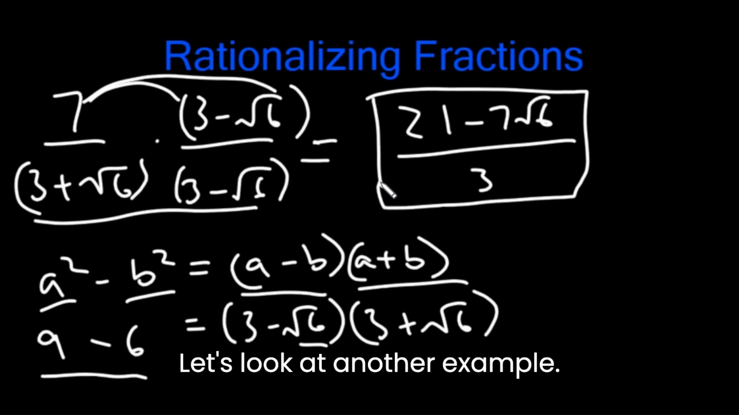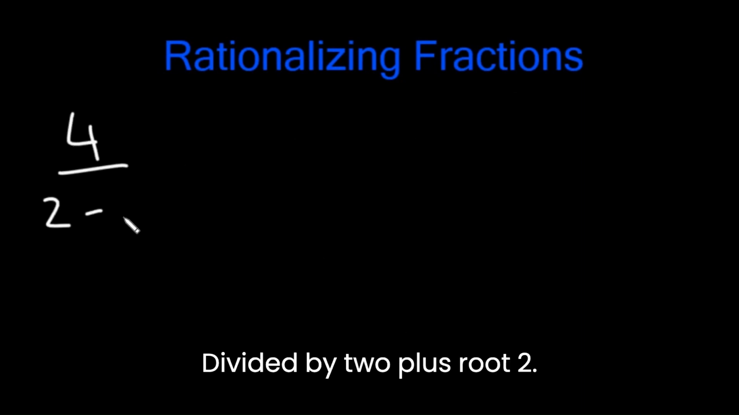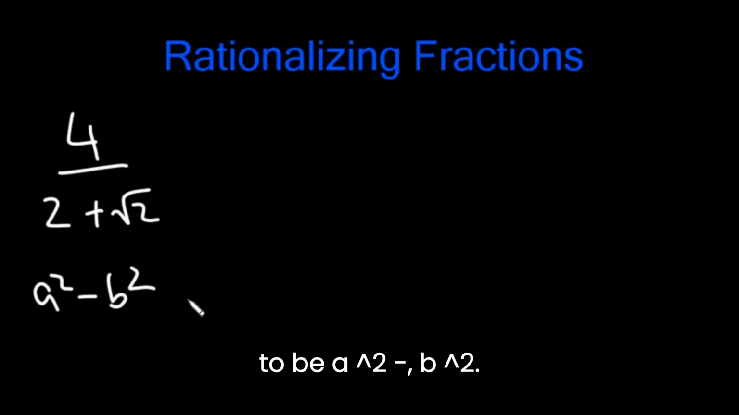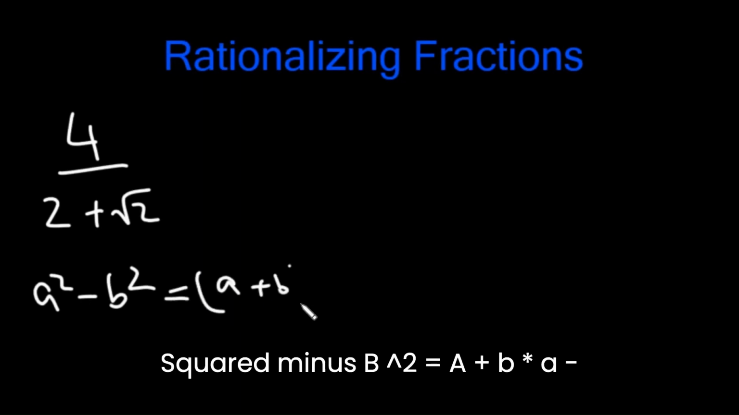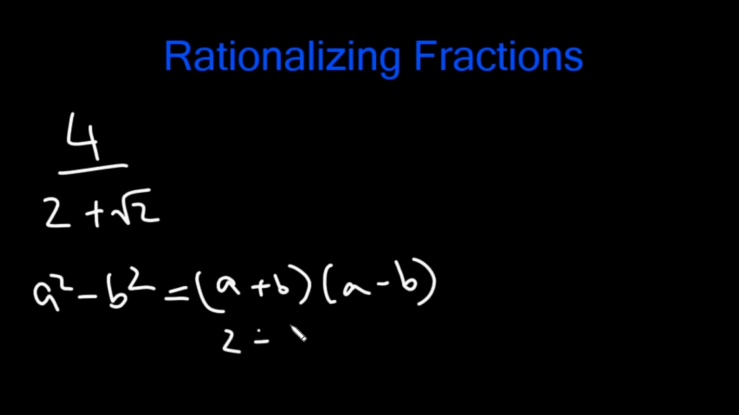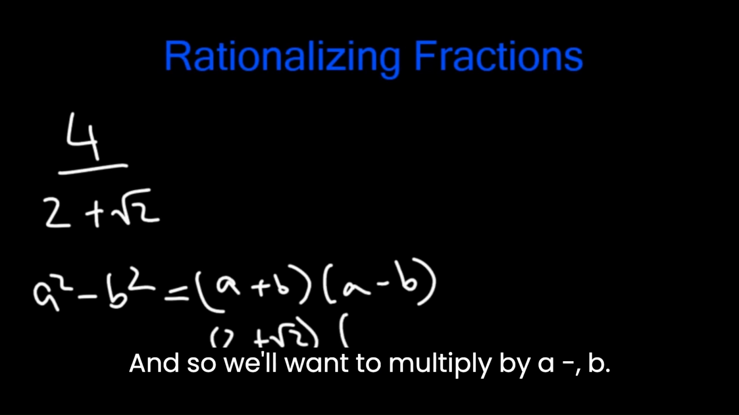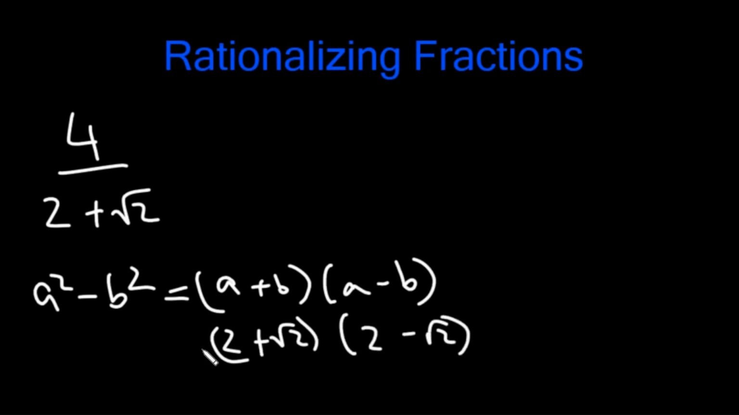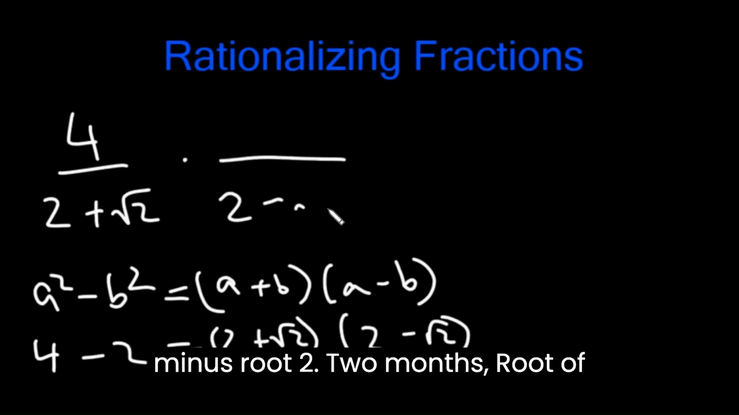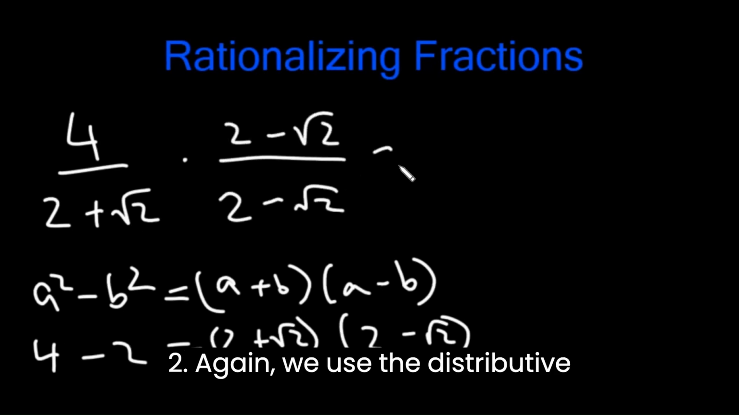Let's look at another example. Let's say we have 4 divided by 2 plus root 2. So, just like last time, we want to get it to be a squared minus b squared. A squared minus b squared equals a plus b times a minus b. Right here, we have a plus b. And so we'll want to multiply by a minus b. And this will be equal to a squared, which is 4, minus b squared, which is 2. So we're going to multiply it by 2 minus root 2.